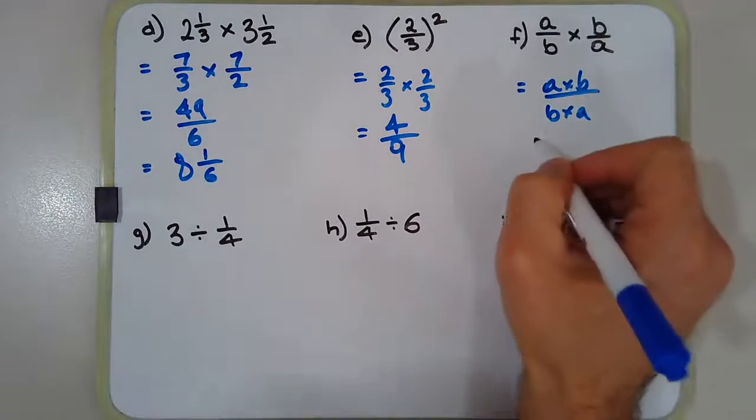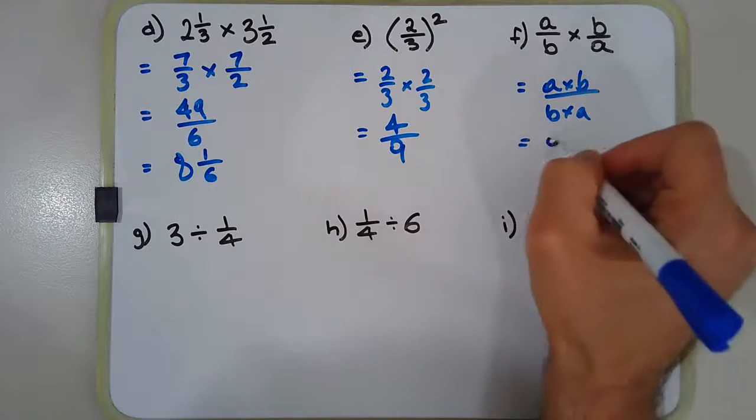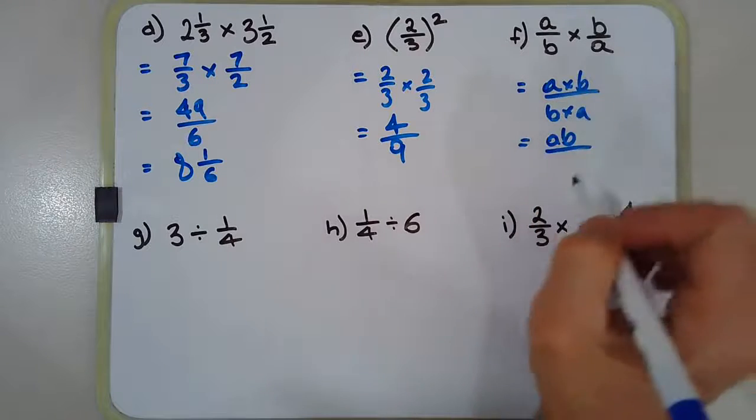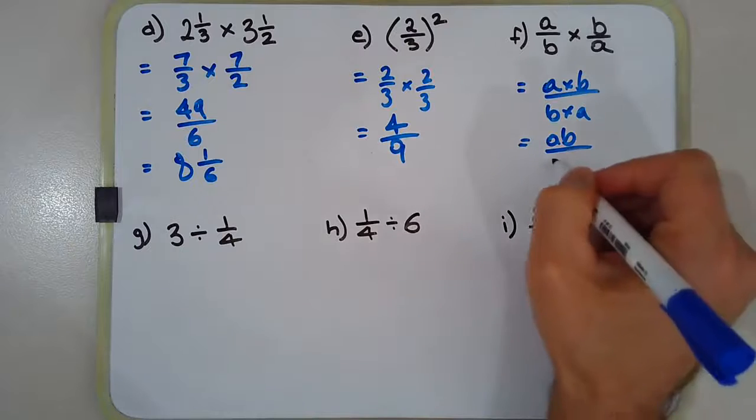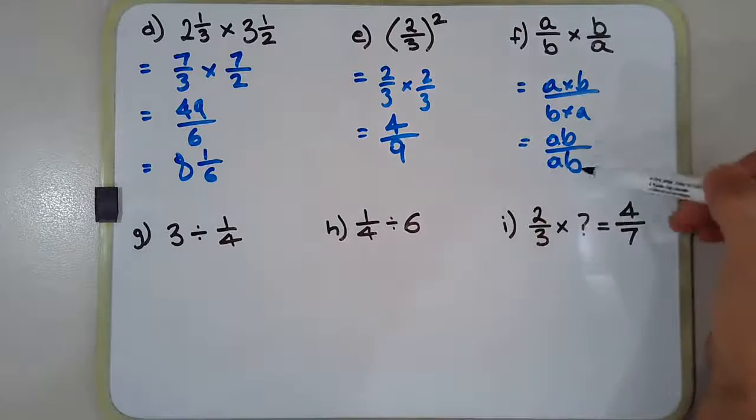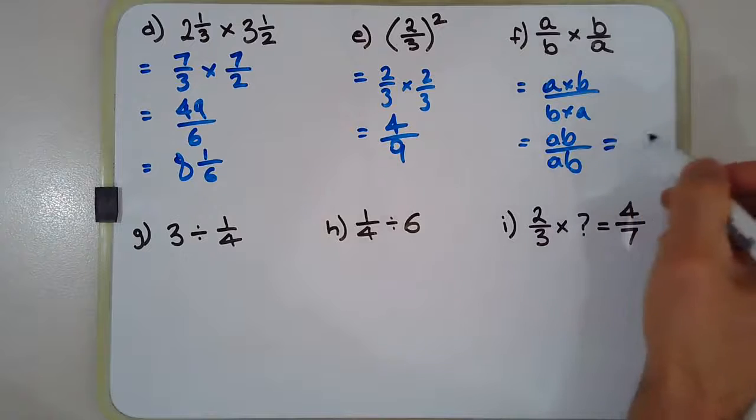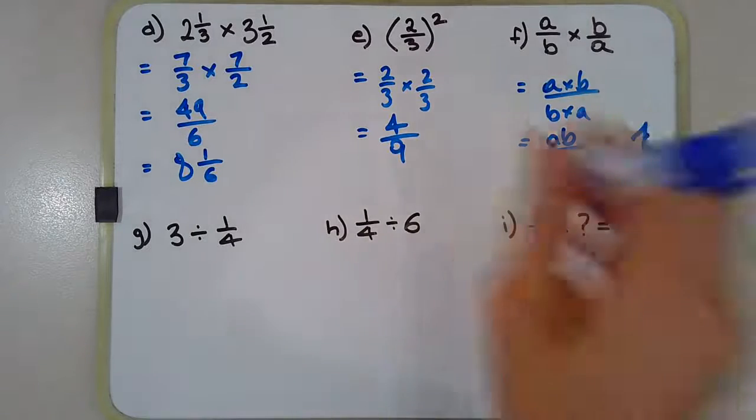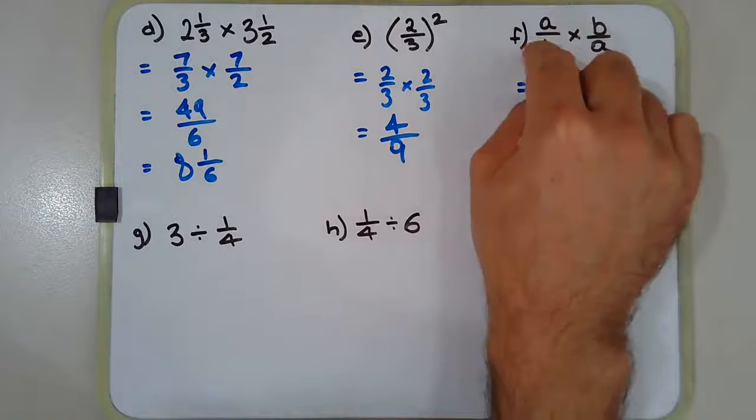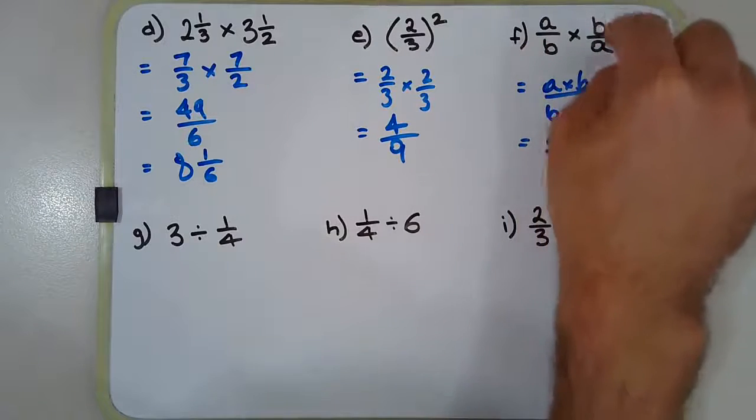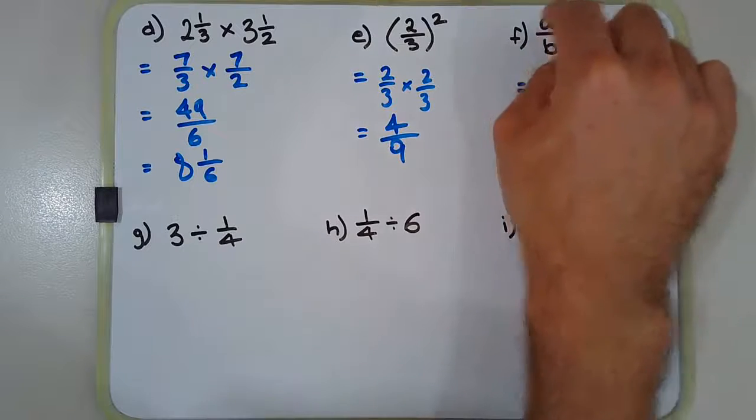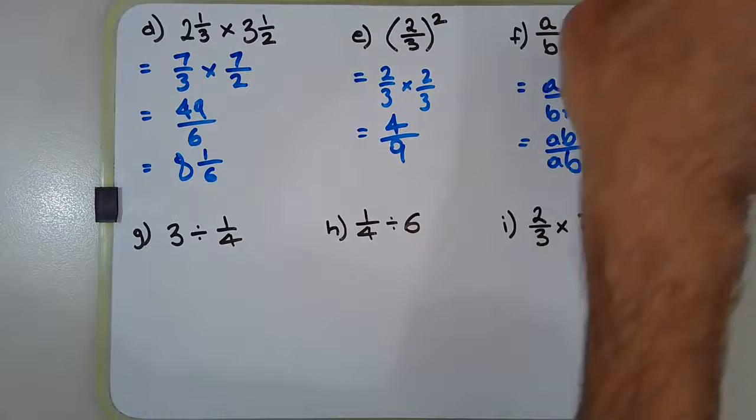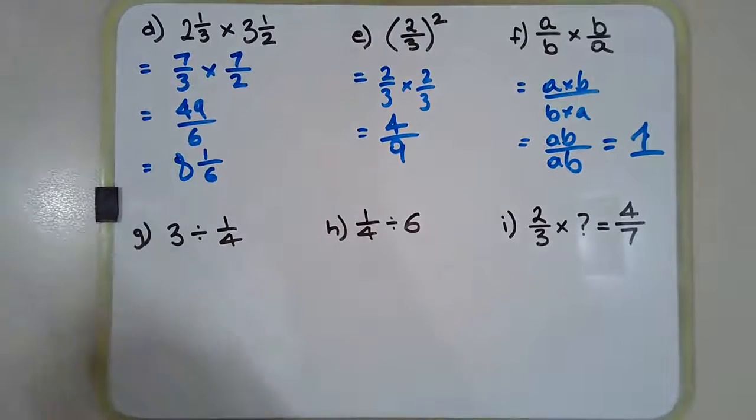Okay, and if you know your algebra, A times B is just AB. B times A is just BA, but it can also be written as AB. And when you have a fraction where the numerator and the denominator are equal, we just get 1. So this is a very neat property. If you have a fraction and you multiply it by its reciprocal, so this B on A is exactly the same as the first fraction, just an inverted version, you're going to get 1.